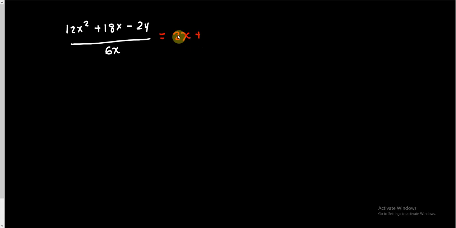Next term is a positive term. 18x divided by 6x. 18 divided by 6 is 3. And x divided by x reduces. Then I have negative 24 divided by 6x. That would give me negative 4x to the negative 1. If you don't believe me, we could do the scratch work here.